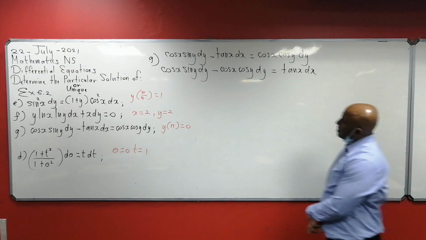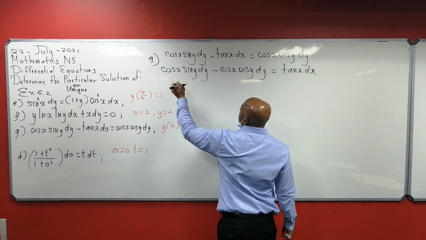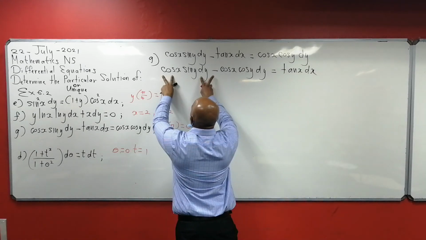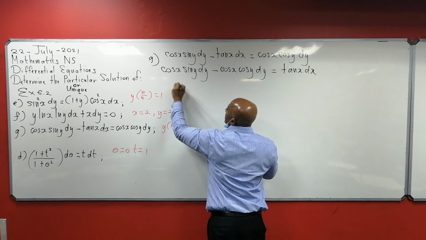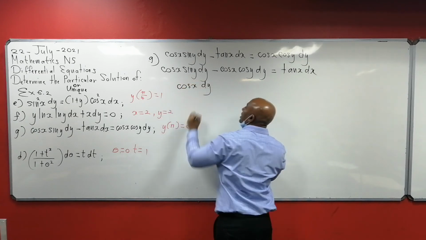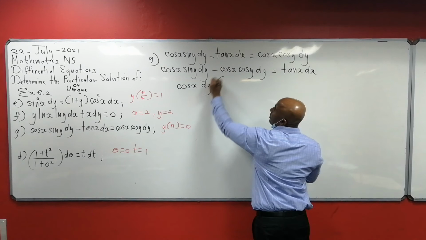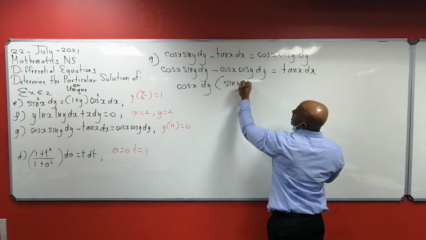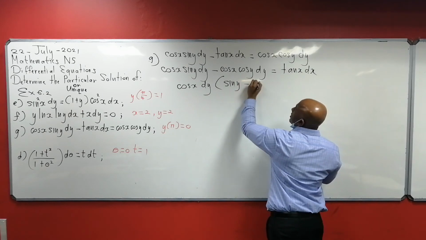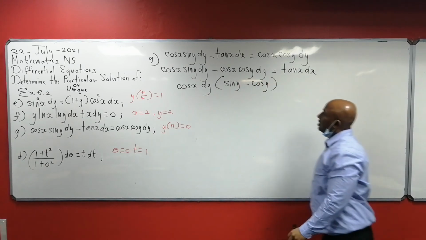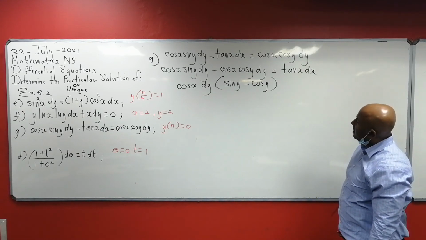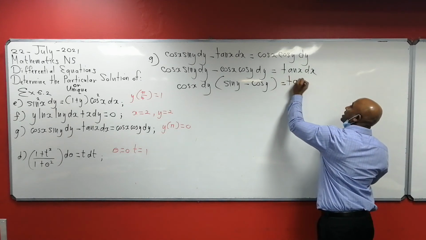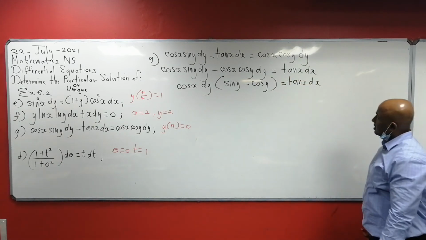Now, if I take out dy and cos x as a common factor, my common factor there is cos x times dy. So I'm left with sin y minus cos y. Correct. Let's double check that. That's minus dy is equal to tan x dx.